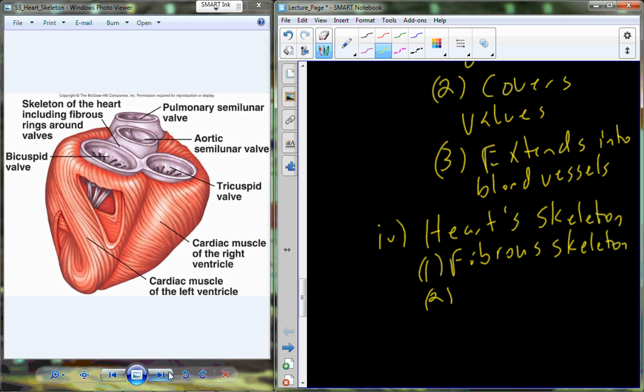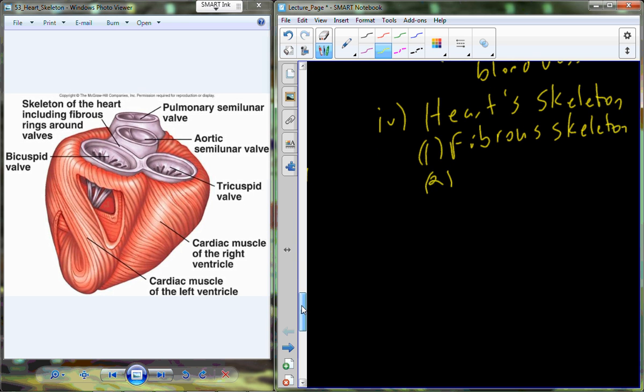Now, this particular skeleton is going to be made up and consist of collagen. So we've talked about collagen before. It's a protein that gets built up into a thread. And so we're going to use this thread-like protein to make this fibrous collagenous network. And it is actually going to be affixed around the valves to support the valves and other heart tissue.